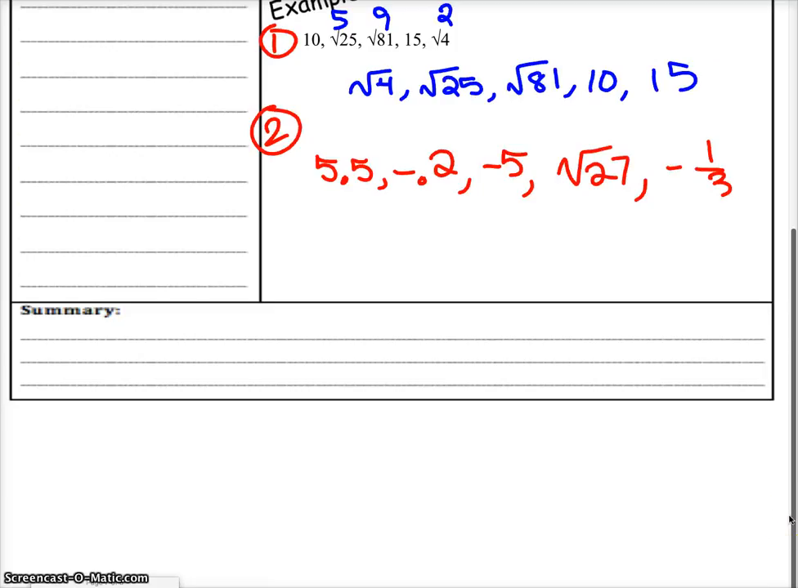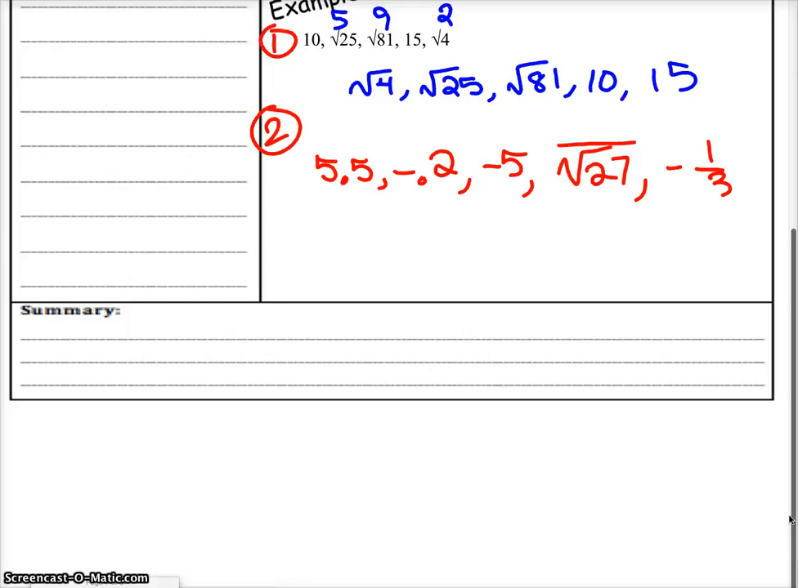Okay, before I order this next set in increasing order: 5.5, negative 0.2, negative 5, the square root of 27, and negative 1/3. I always put them all in one form so I can compare them that way. So I'm going to put them all in decimal form. So 5.5 is already in decimal, negative 0.2 is already in decimal, negative 5 is already in decimal form. Square root of 27 is not. So I need to put it in decimal form.